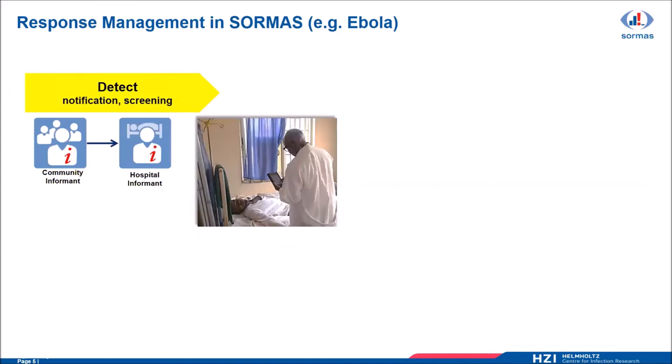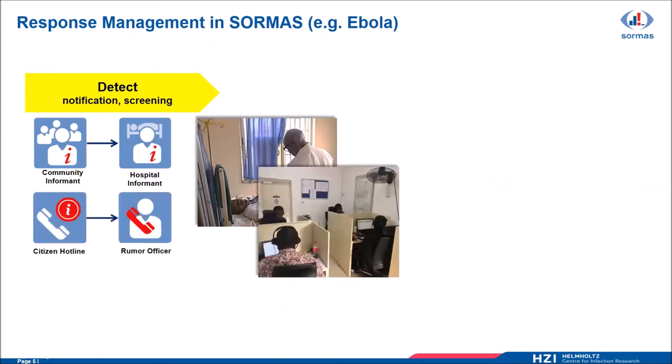Now, within SORMAS, the response management is set up in such a way that you have community informants and hospital informants who notify and screen patients. So they're the ones involved in detecting if there's a case of a priority disease or not. And also you have the citizen hotline who calls the rumor officer. This is an example of the rumor department. I think they are called the event surveillance team at the Nigerian Center for Disease Control. And they enter the information collected as signals or events into SORMAS.